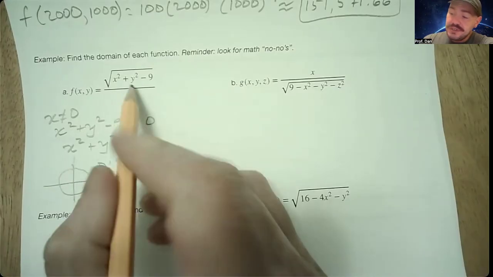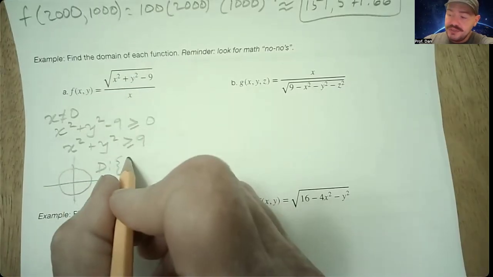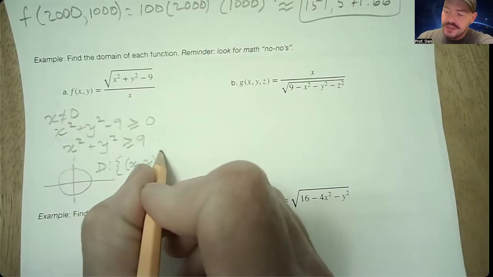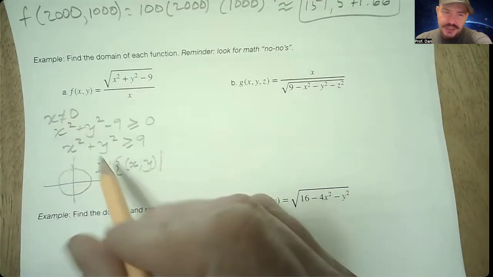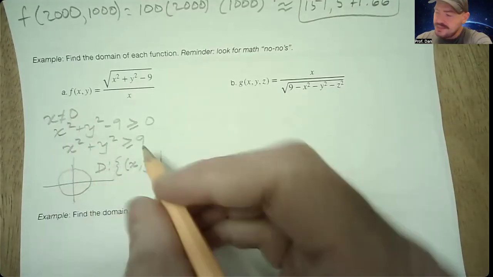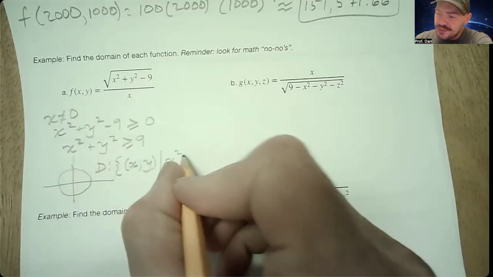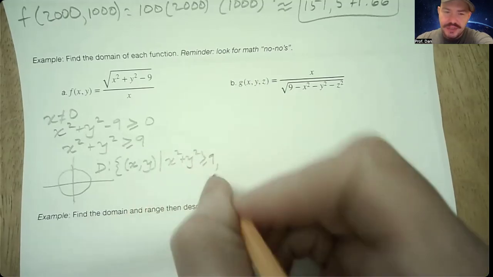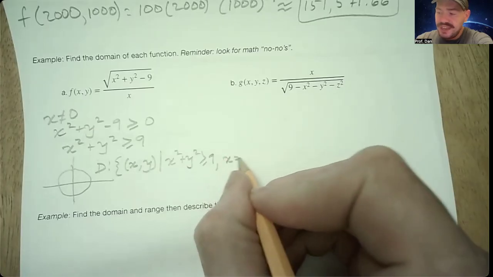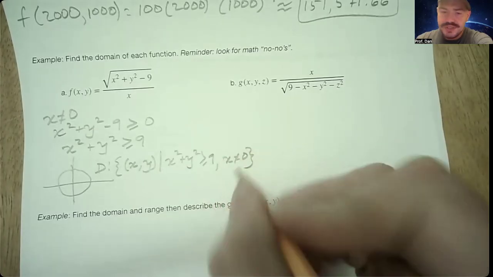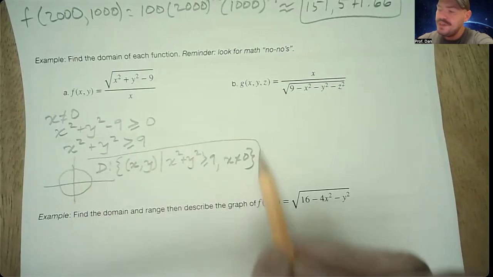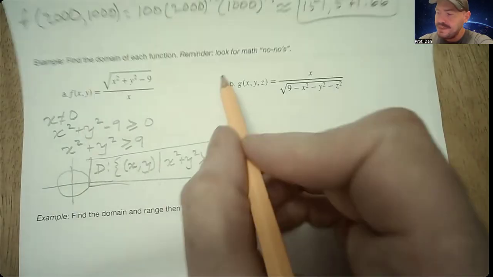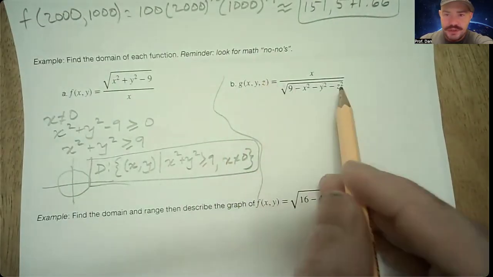Specifically, because this is a function of x and y, my domain is going to consist of coordinates x, y such that, and then we can write these requirements. So such that x squared plus y squared is greater than or equal to 9, comma, or and x does not equal 0. So if I wanted to write my domain in set notation, that is what it would look like. Now let's go on to our function of three variables.